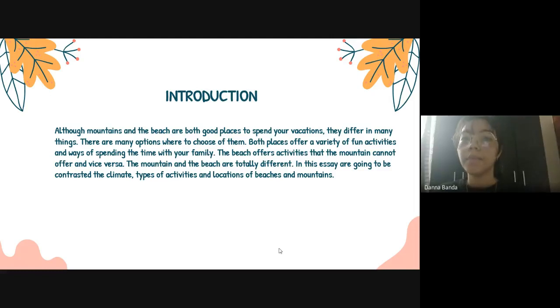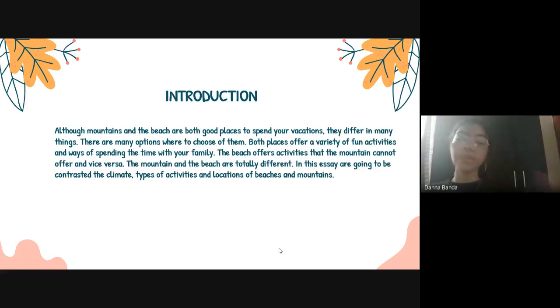Although mountains and the beach are both good places to spend your vacations, they differ in many things. There are many options where to choose. Both places offer a variety of fun activities and ways of spending the time with your family. The beach offers activities that the mountain cannot offer, and vice versa. The mountain and the beach are totally different. In this essay, the climate, type of activities, and location of beaches and mountains are going to be contrasted, right?